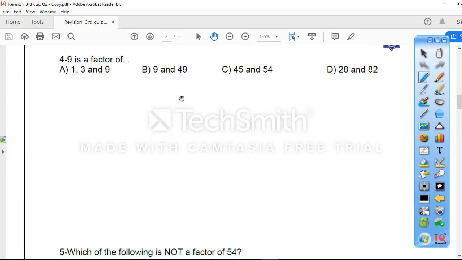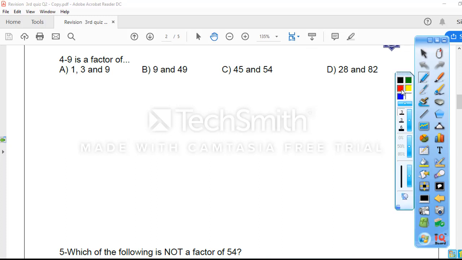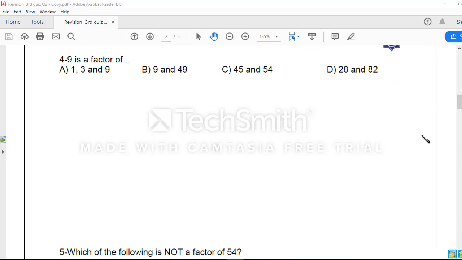Question number 4. 9 is a factor of what? 9 can be a factor of what number? One will tell me 1, 3, and 9. No, these are the factors of 9. The factors of 9 are 1 by 9 and 3 by 3. So take care of this.